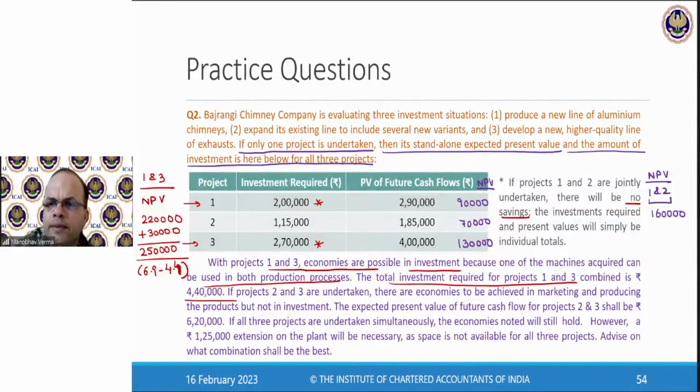All okay, guys? With 1 and 3. Till now, where do we stand? Which combination is giving us the maximum NPV till now? Project 1 only 90,000. Project 2 only 70. Project 3 only 1,30,000. Project 1 and 2, 1,60,000. And project 1 and 3, 2,50,000. So that means till now, this is a very, very good combination, 1 and 3. But we have yet a distance to follow.